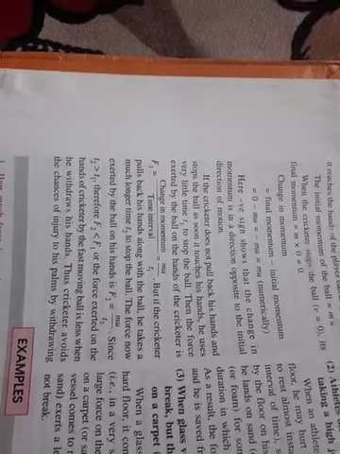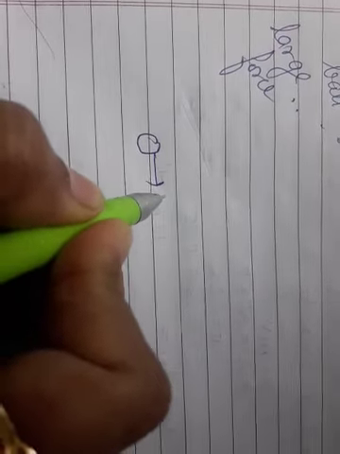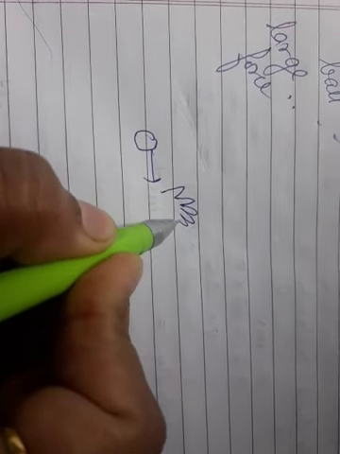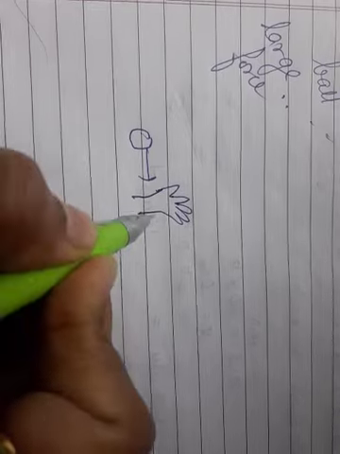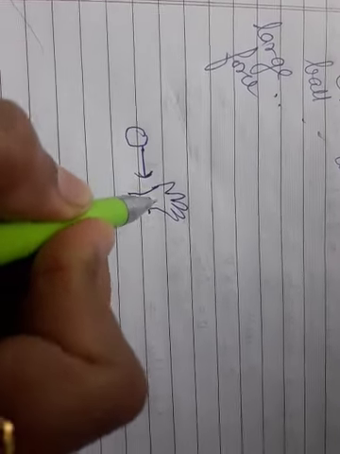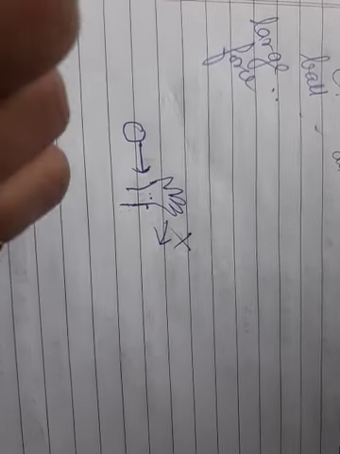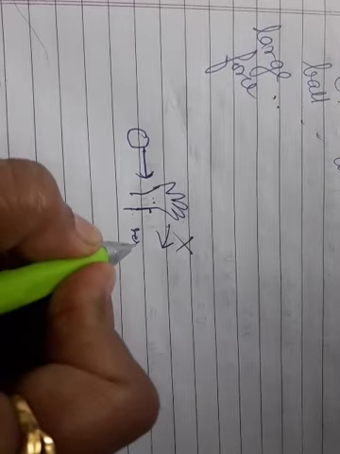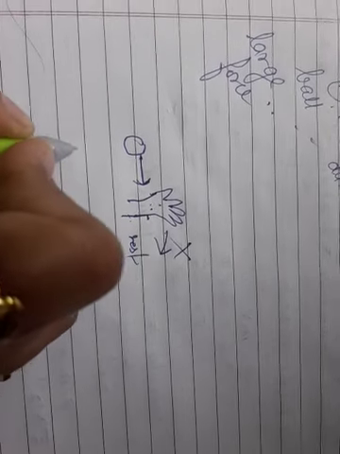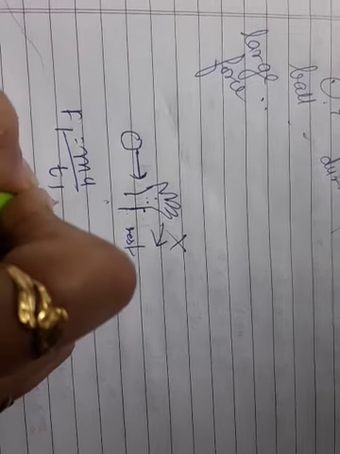Just see now, I'll draw randomly and show you that this is the ball and these are the hands, for example. Please ignore the drawing. So he has caught the ball, but he did not take his hands backwards. So the ball came to rest. Here, what is the change in momentum? Mu upon T1, and F1 equals mu upon T1.